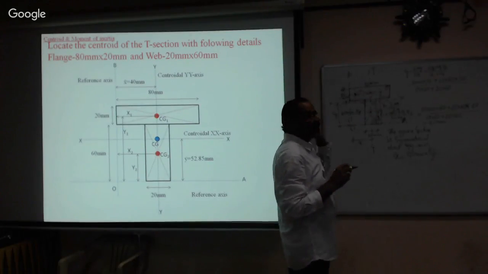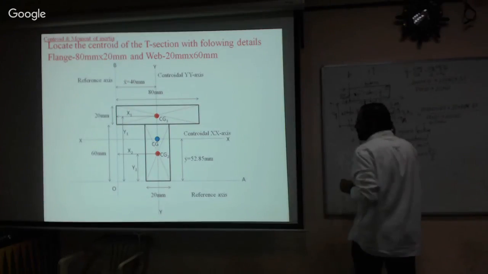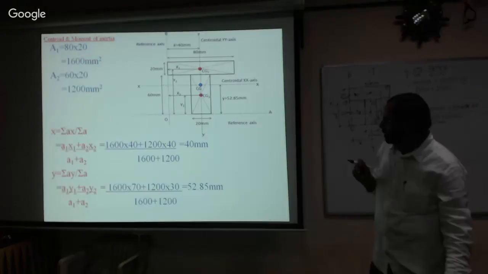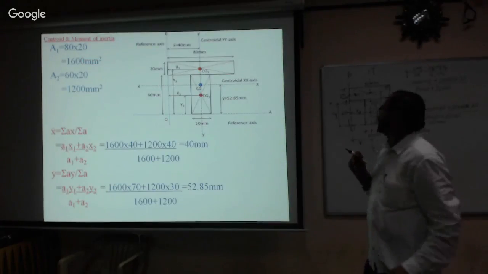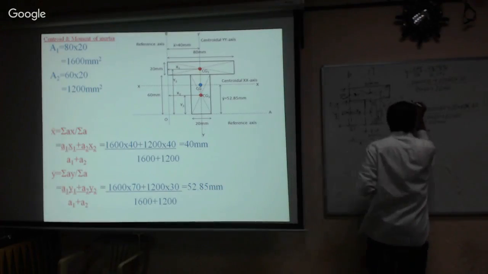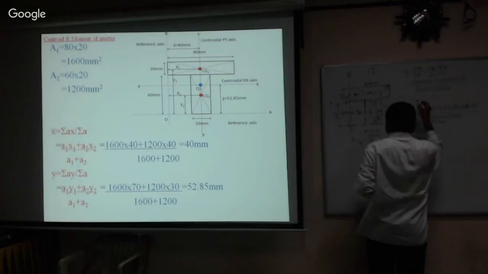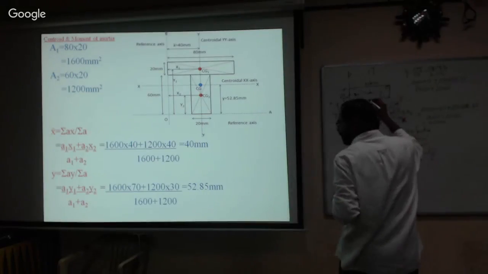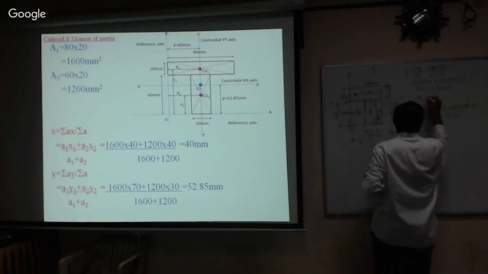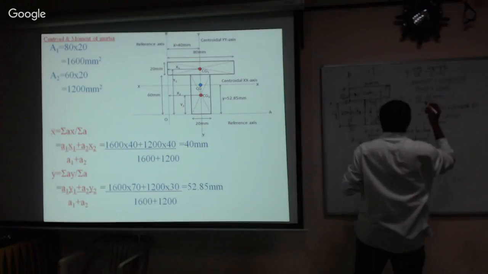Now let us calculate how much you are going to get here. Is there a solution in our PowerPoint? Y bar. Do you have 52.8? Therefore, our assumption is right. You please check this. Find out. 52.85 millimeter is the answer for this y bar.